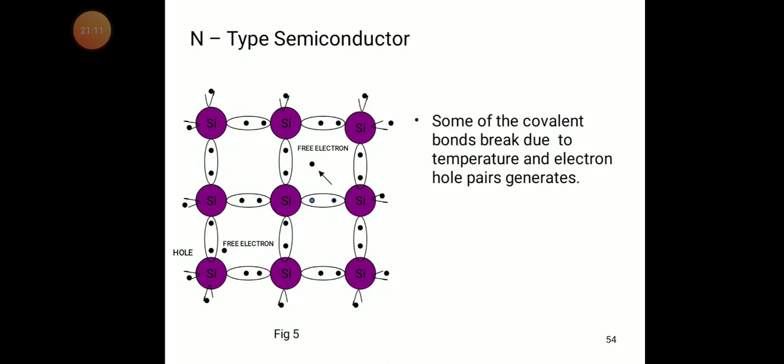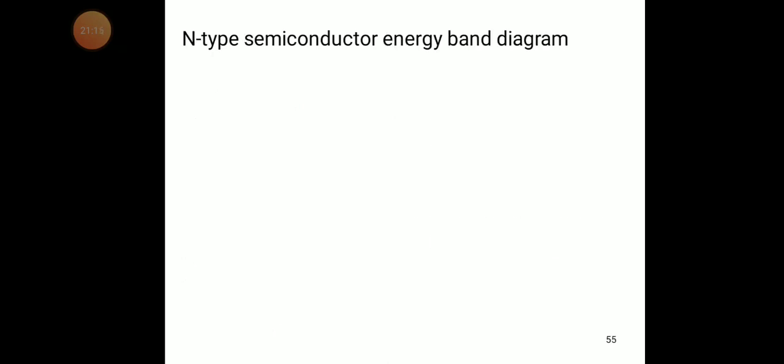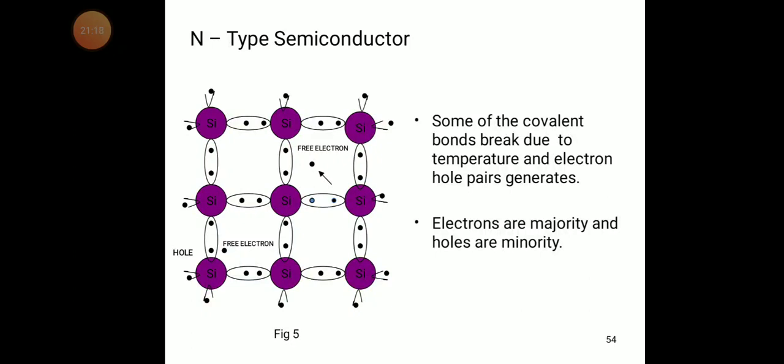In N-type semiconductor, not only by using impurities, but because of temperature, some of the covalent bonds are broken, and electron-hole pairs are generated. Because of the donated electrons and generated electrons, the N-type semiconductor has more electrons and fewer holes. So in N-type material, majority charge carriers are electrons, and minority charge carriers are holes.